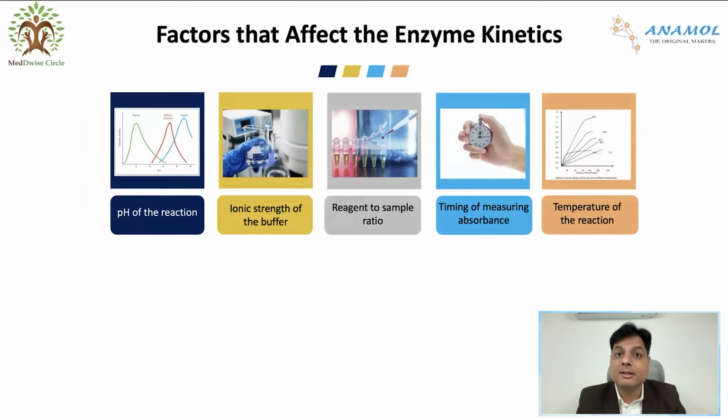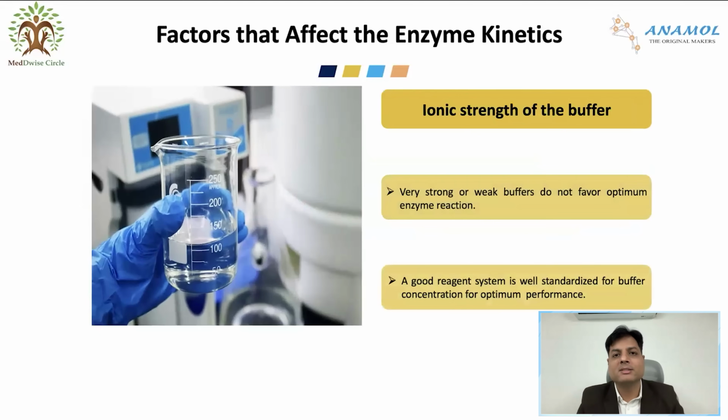Now let us look at the second component that plays a vital role in enzyme activity. The second component is the ionic strength of the buffer. Now, what exactly is the meaning of buffer? A buffer is any solution that resists the change in pH, which means that the buffer solution will not allow the pH of the solution to change.